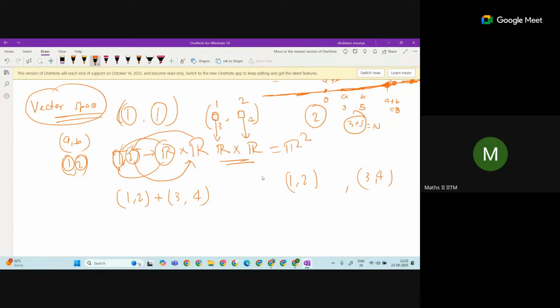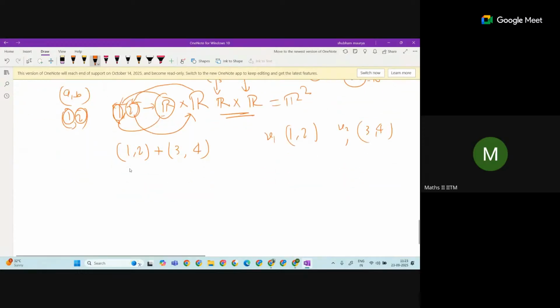Let's say this is my V1, and this is my V2. Let's say here I am adding V1 and V2. This is not as you usually add 2 and 3 in real numbers. Here adding means, see, there are so many ways to add. I can add this 1 and 3 here, or I can add 1 and 4. But there is a standard way to add so that it will reflect a meaningful thing.